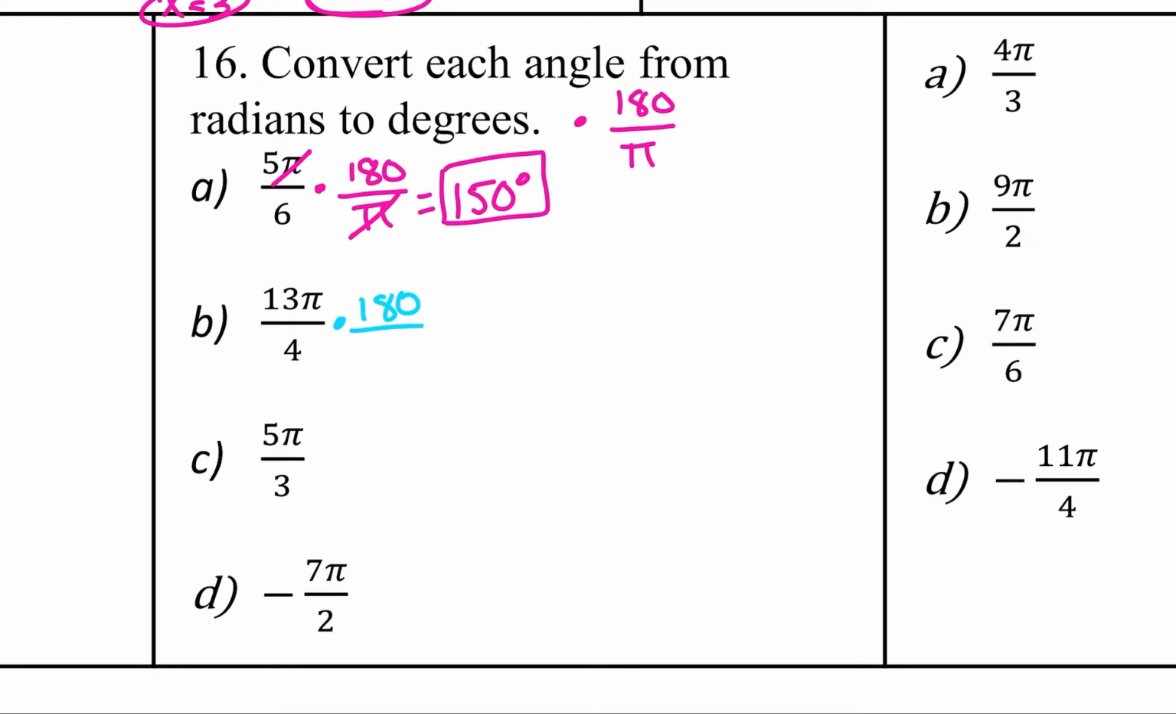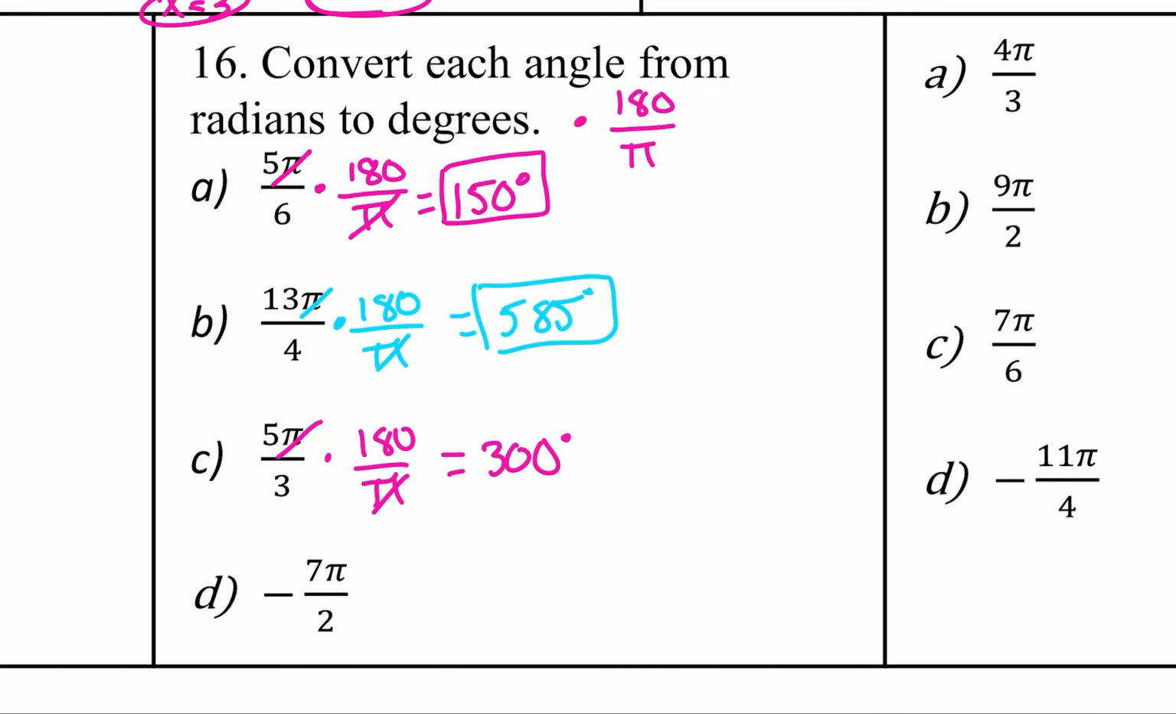Right here, we're going to multiply by 180 over pi. Pi's cancel. 13 divided by 4 times 180, and I get 585 degrees. In this one, we multiply by 180 over pi. Those pi's cancel. 5 divided by 3 times 180. And I get 300 degrees for that one.